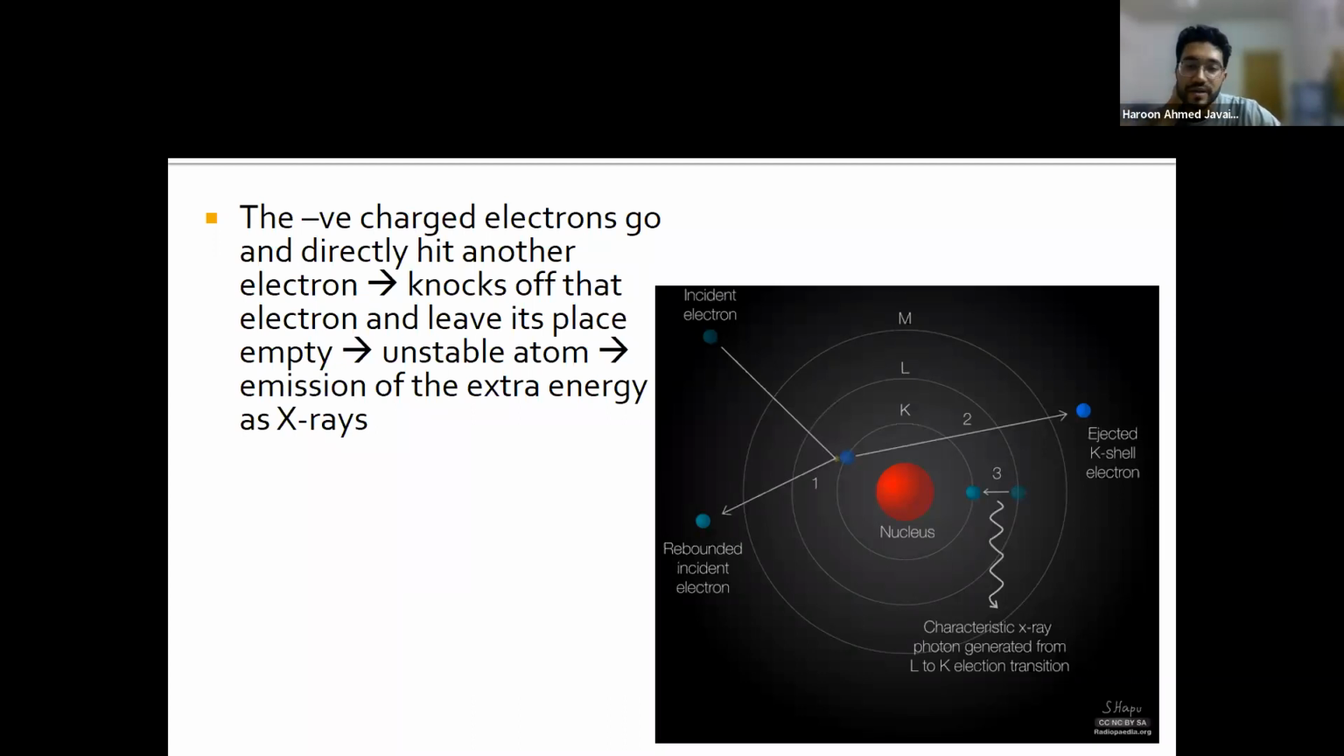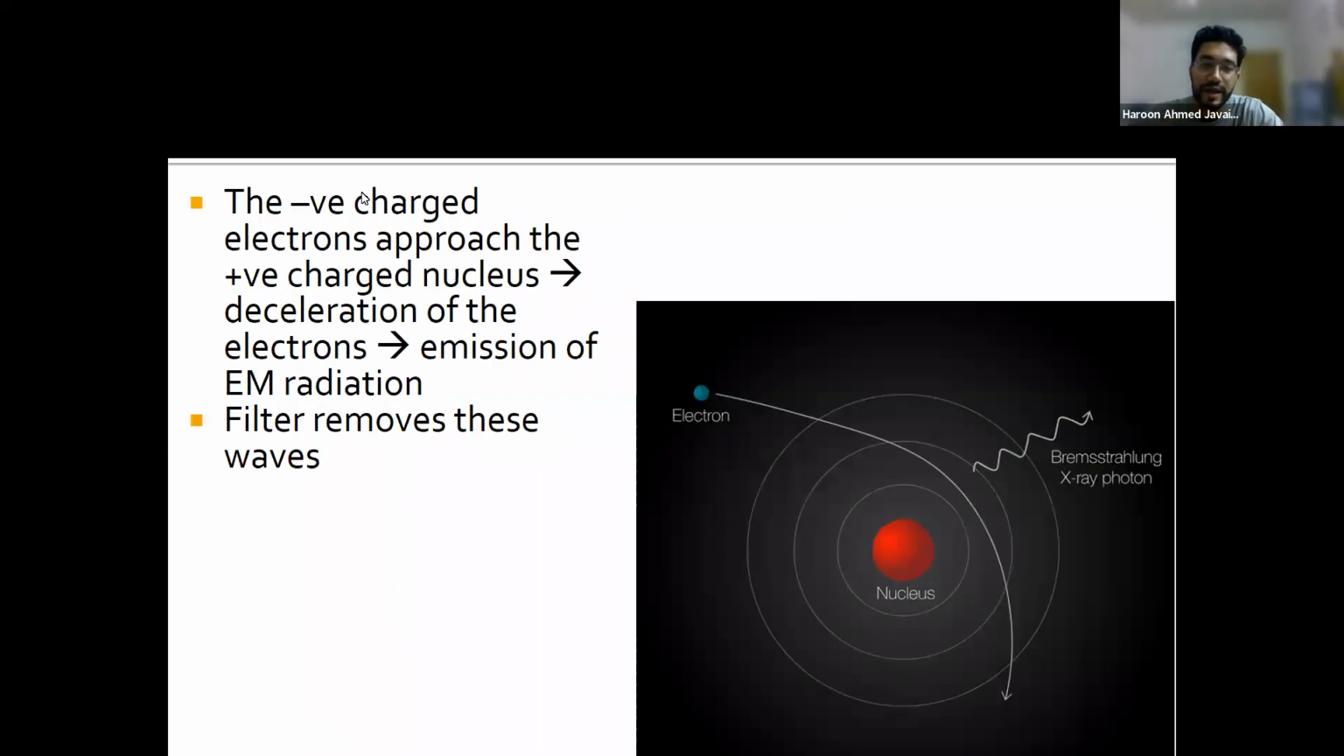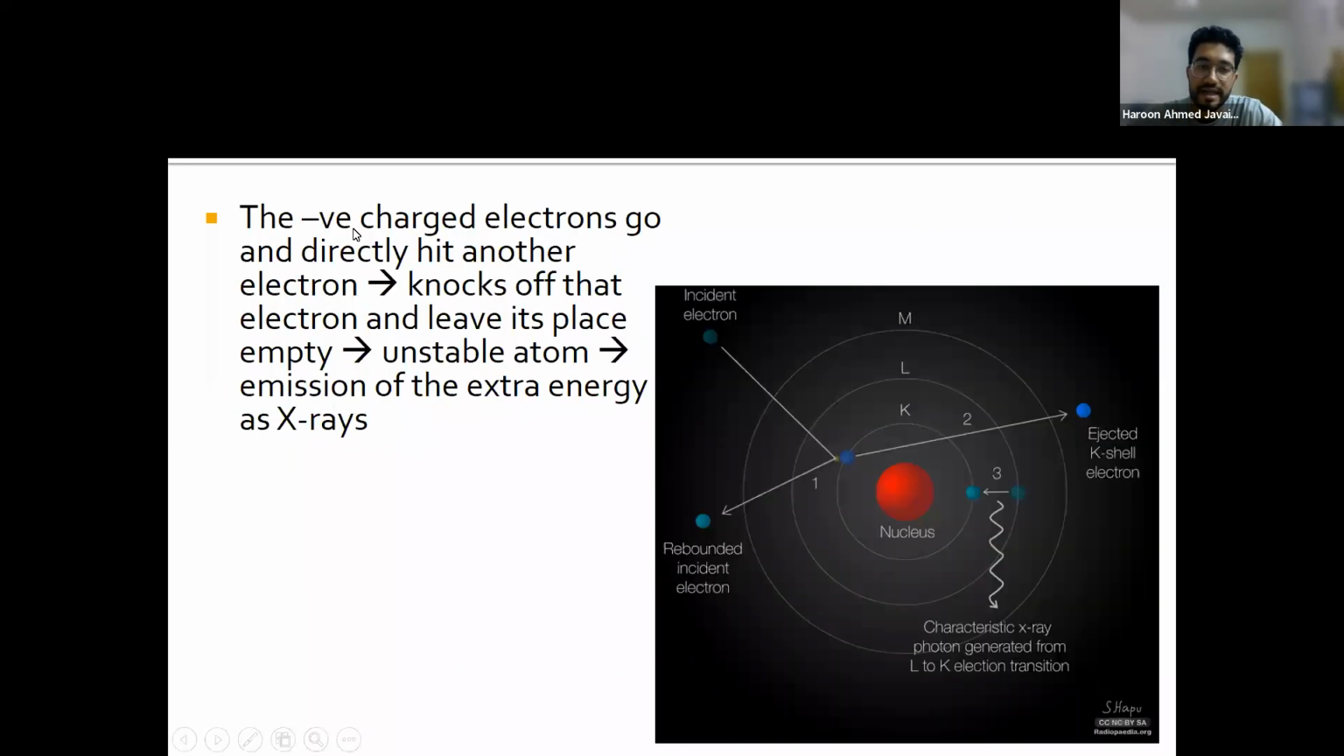Okay. So the second one is known as characteristic radiation. And oh my God, sorry. So the mechanism over here is that there are negatively charged electrons. So we have an electron, it's negatively charged. It hits another electron and knocks off that electron, okay? So basically this electron comes, it hits this electron, it knocks it out. Okay, it knocked it out, and this one went back, okay? So this electron got knocked out, right? And once this electron got knocked out, this whole system or this whole atom became unstable, okay?